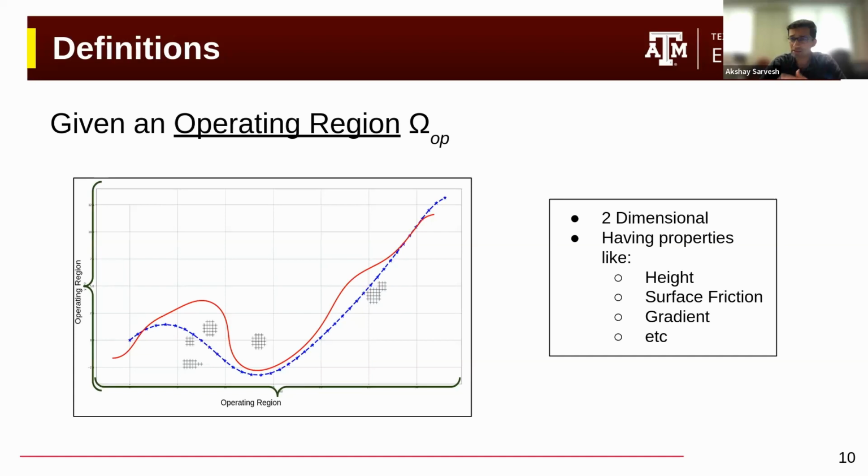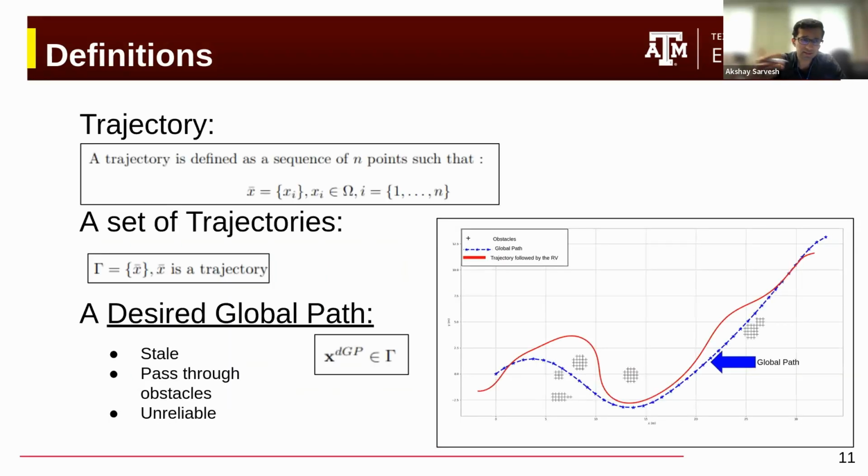Operating region is just a region where the robot exists and the environment surrounding the robot. And this environment also contains the local path, and this environment could also contain the global path along with the obstacles themselves. The trajectory is defined as a sequence of endpoints, and we also have a set of trajectories. A desired global path that you can see in blue happens to be a part of the set of trajectories. The constraint that the global path comes with is that oftentimes this global path can be stale, and oftentimes this global path can pass through obstacles. The idea here is that the global paths are generally unreliable.